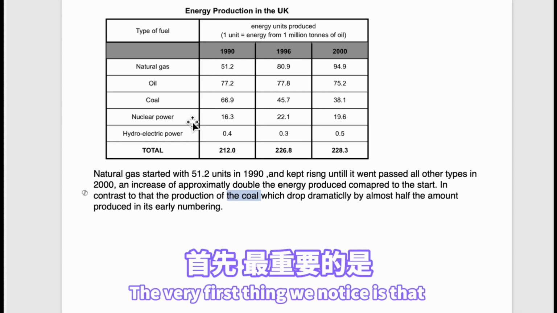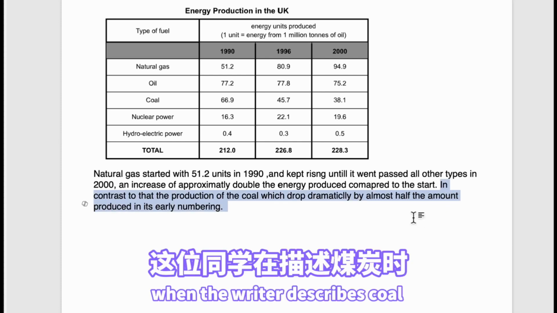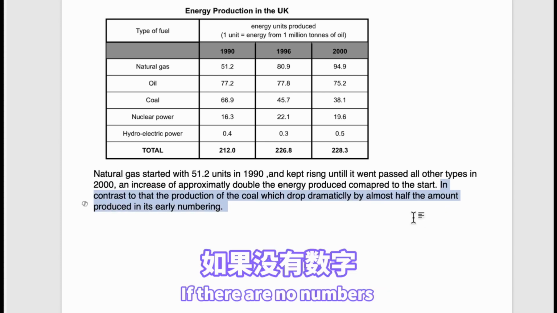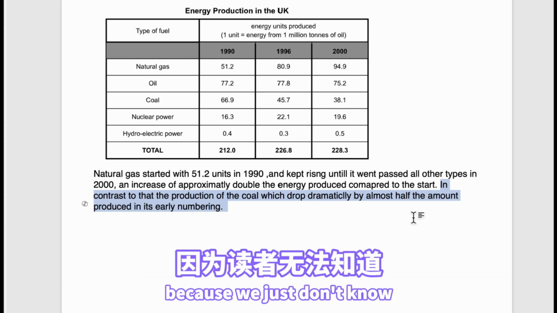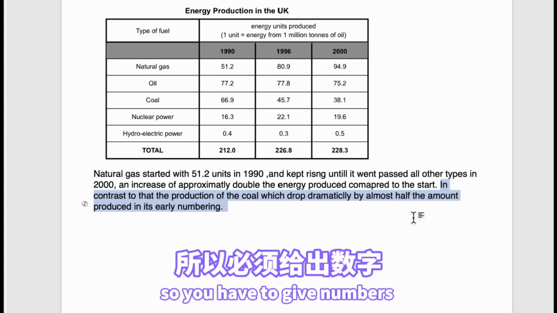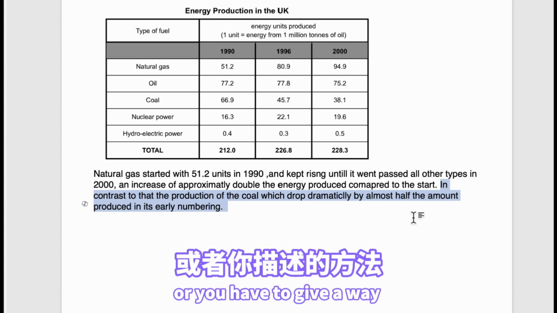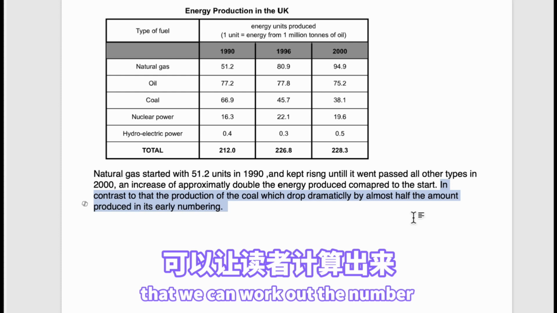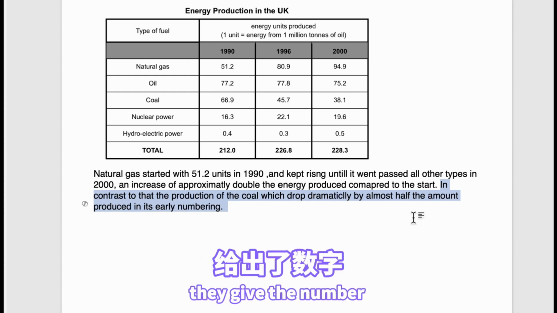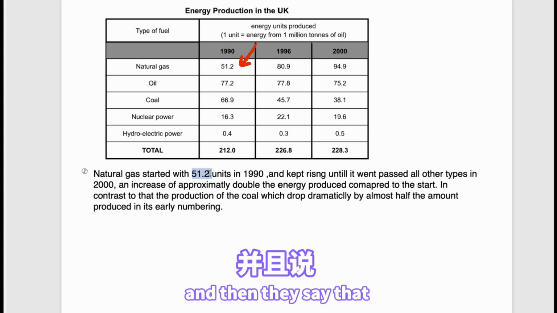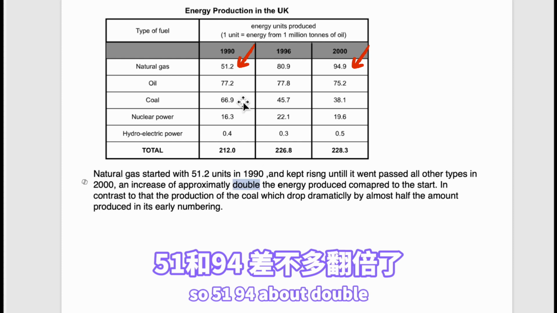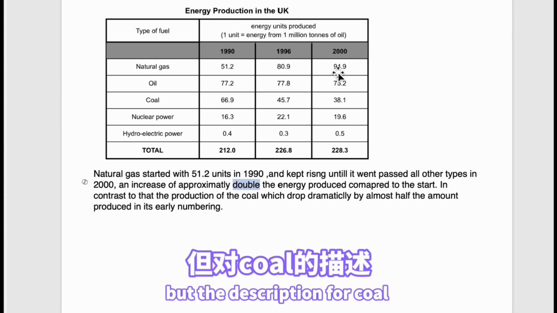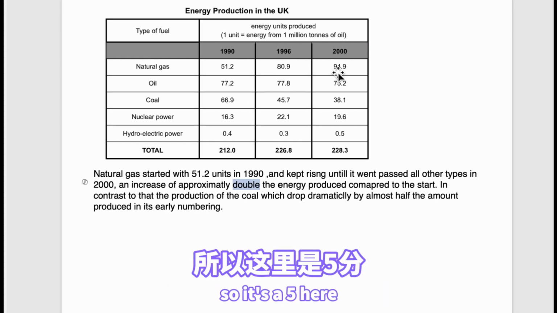Well, the very first thing we notice is that when the writer describes coal, there are no numbers given. Now, if there are no numbers given for a category, it can't be described adequately because we just don't know how big these numbers are. So you have to give numbers for every category, or you have to give a way that we can work out the number. So in the first one, they give the number, and then they say that the end of the period is about double. So 51, 94, about double. So that's okay, but the description for coal is not adequate, so it's a 5 here.